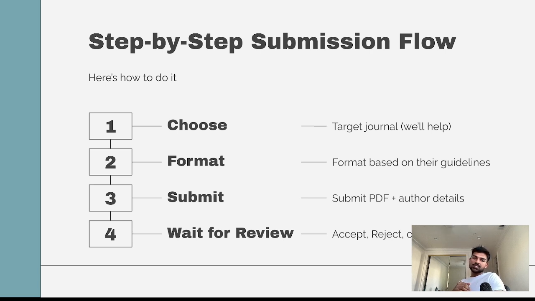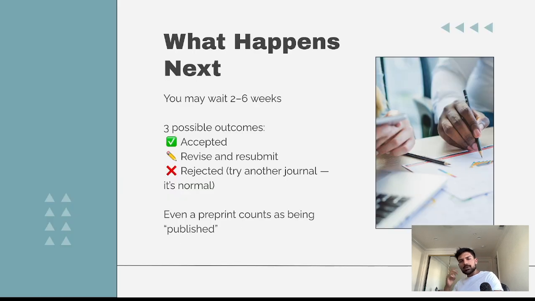And third, you want to submit. You want to submit a PDF with author details and such onto these journals. And fourth, you want to wait for review. You want to wait for acceptance, revision, or rejection. Of course, we're aiming for acceptance, and we're going to structure this in a way where it's the highest chance for acceptance. But what happens next?